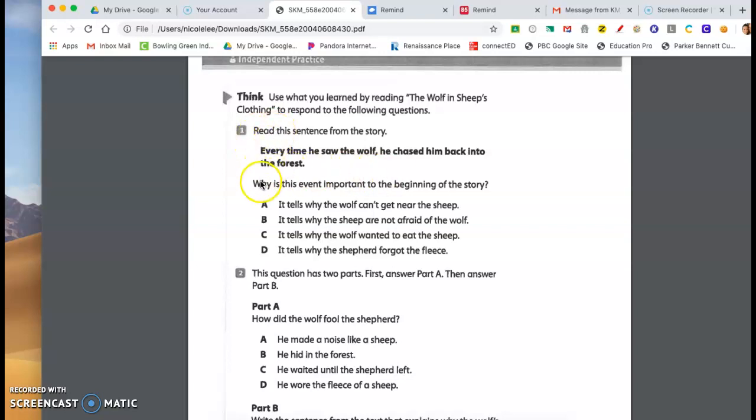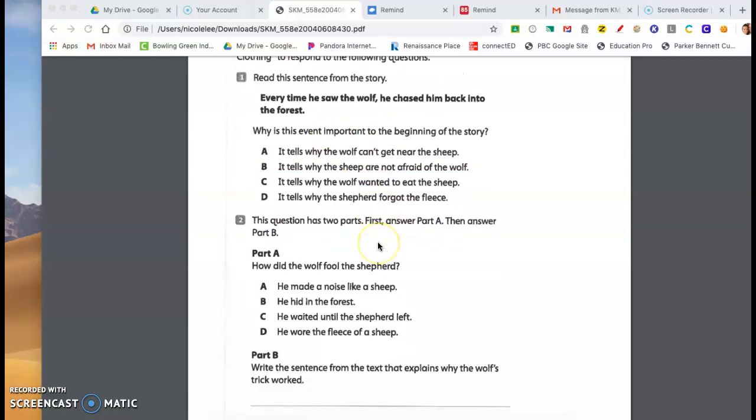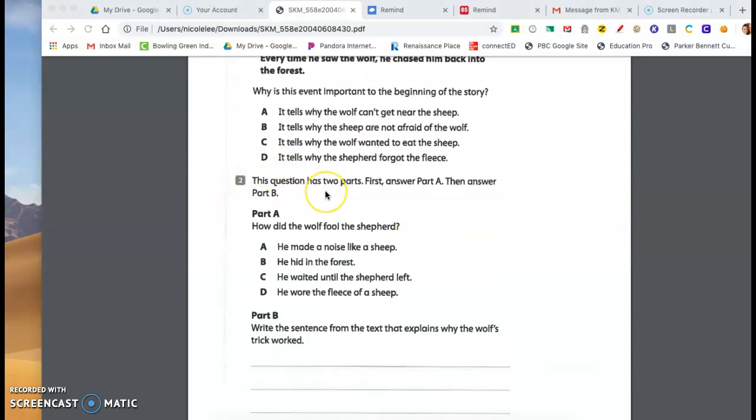So number 1. Now remember, yesterday we were working with recounting stories by talking about the most important things that happen at the beginning, the middle, and the end of the story. So it's just really important that you are always aware of the most important thing that happens at the beginning, the middle, and the end of a story. Number 1 asks you about the beginning of the story. And number 2 has 2 parts, part A and part B.